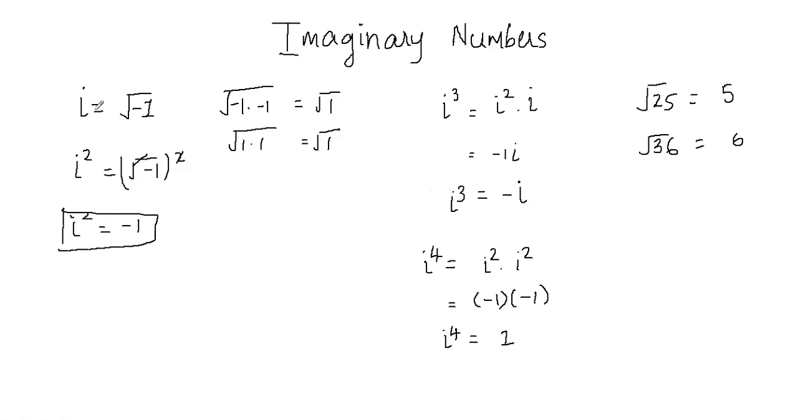Now I've got all these values. I is equal to the square root of -1, i squared is -1, i to the third is -i, and i to the fourth is equal to +1. Now I'm going to use these values to find i to a higher degree.